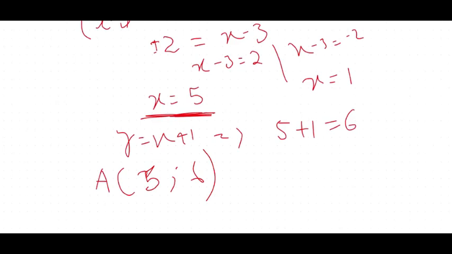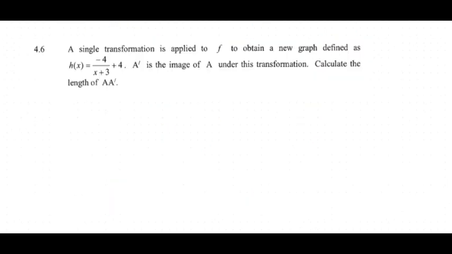So we have the next question. The last question of question number 4 is that a single transformation is applied to function f to obtain a new graph defined as h of x equals minus 4 over x plus 3 plus 4. A prime is the image of A under this transformation. Calculate the length of A and A prime.